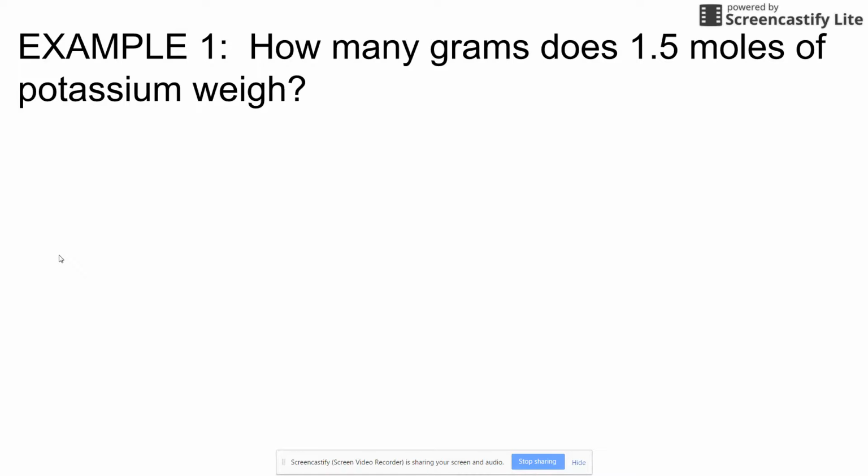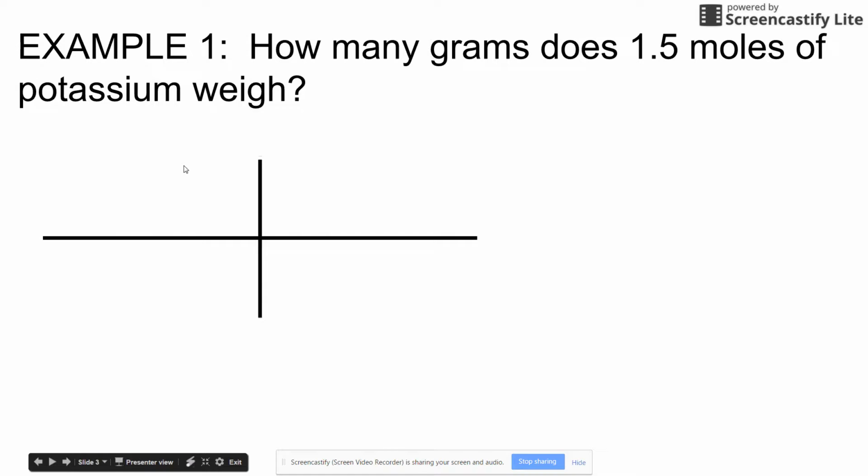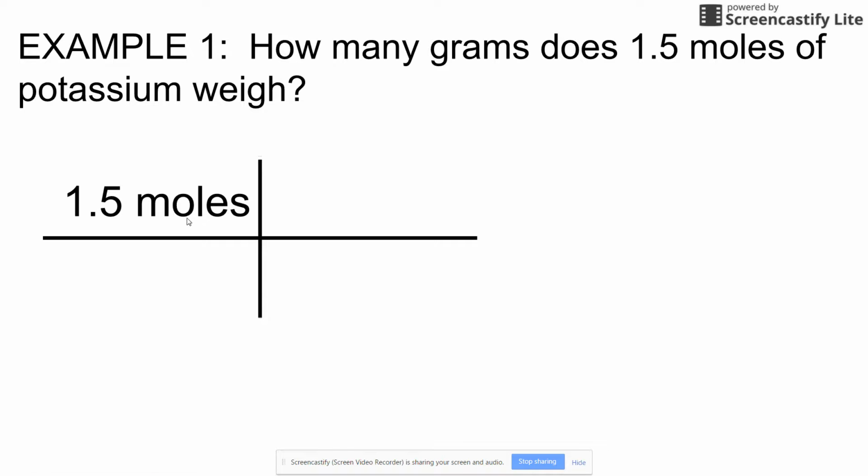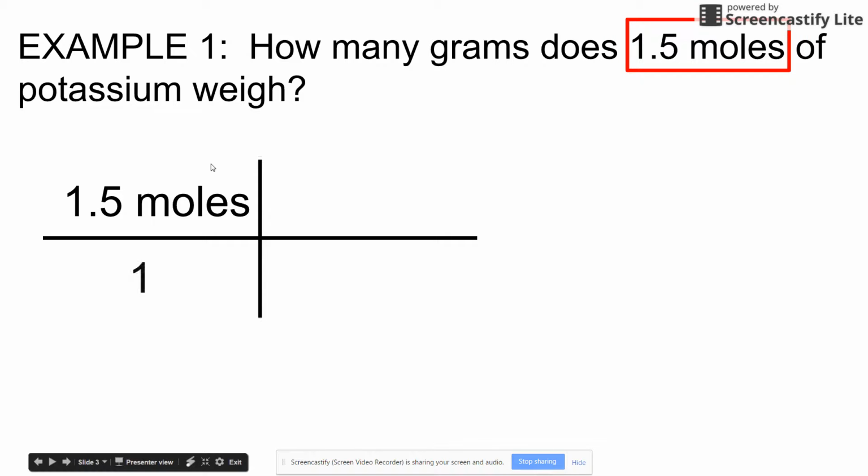The first one is, how many grams does 1.5 moles of potassium weigh? You're going to do this just like we did last semester with setting up a bridge. You take your given, which always goes in the top left. Your given in this case is 1.5 moles. Where did I get that? Again, it's given to you. You need to be given a starting point, and your starting point is 1.5 moles. You put it over 1.